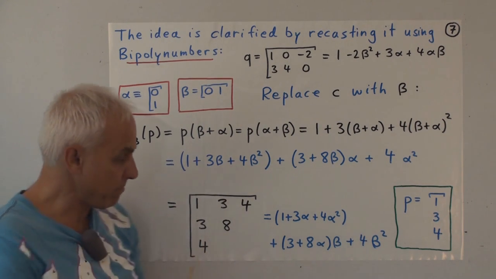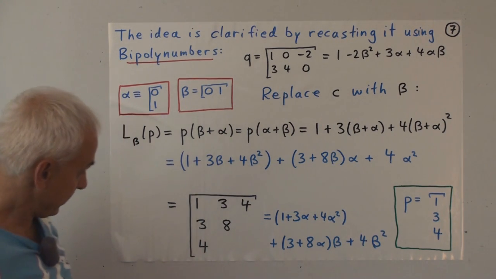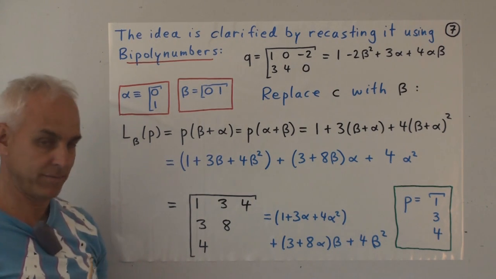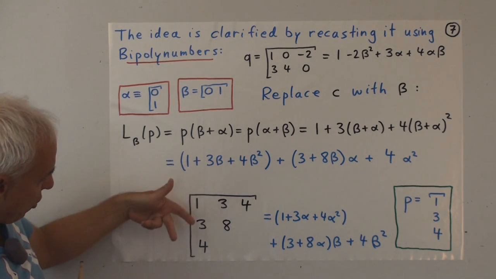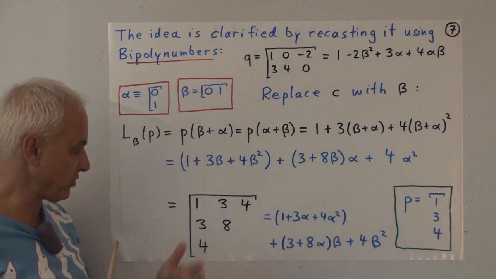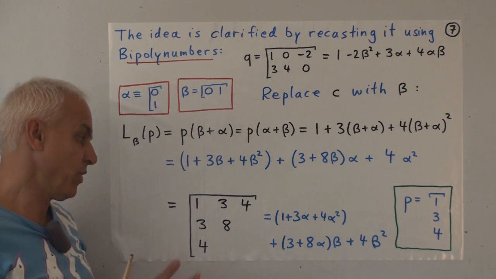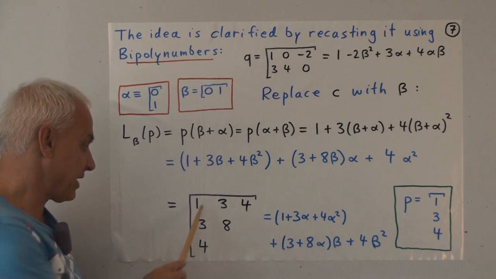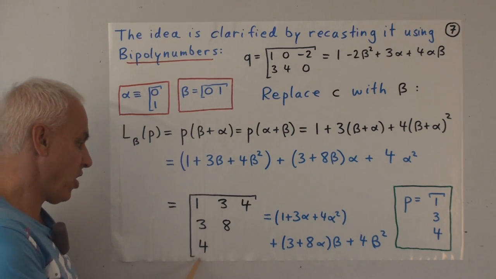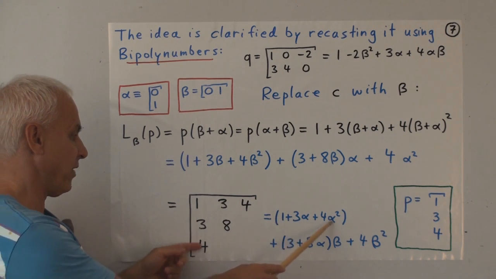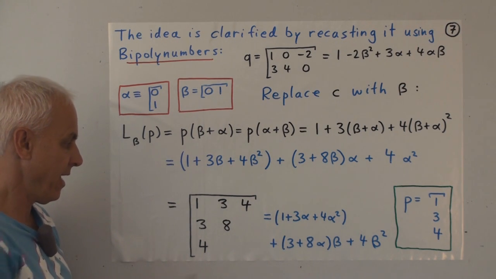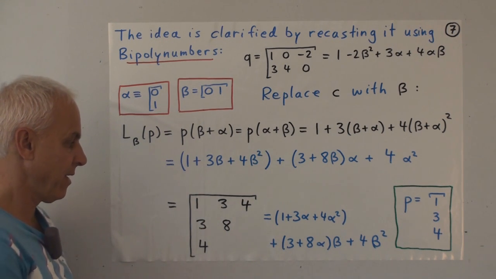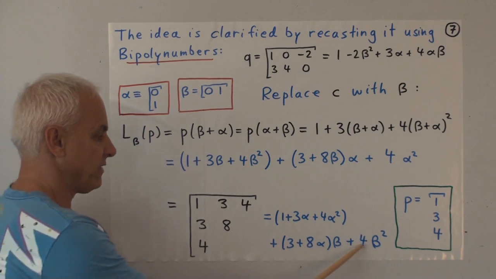Now, such a bipolynumber is very pleasant because prominently it's symmetric. The rows and columns are appearing symmetrically here. So we could rewrite it if we wanted to by writing it first in terms of this column. This column would be 1 plus 3 alpha plus 4 alpha squared. And then this column would be 3 plus 8 alpha all times beta. And this column here, plus 4 beta squared.